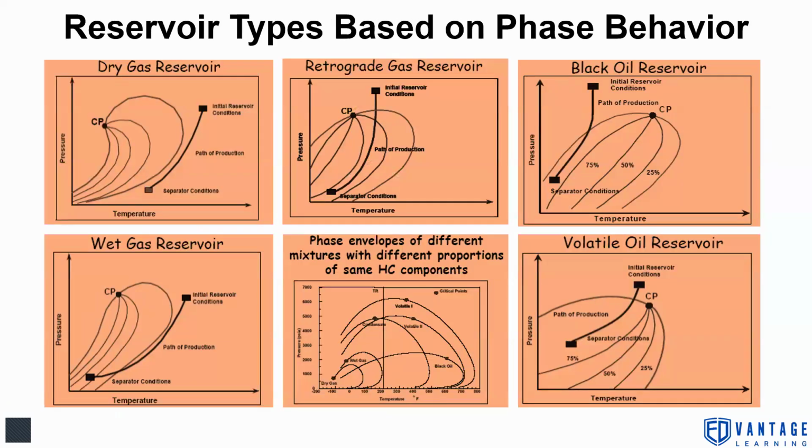So, reservoir type based on phase behavior. Whenever the initial reservoir temperature is above the critical point, it is a dry gas reservoir. But if it is close to the critical or dew point line, it is a wet gas reservoir. Retrograde gas condensate is that reservoir where your initial reservoir condition is in between the critical point and the dew point curve. Black oil reservoir is that reservoir which has initial reservoir condition between the bubble point curve and the critical point. Volatile reservoir is that reservoir which has the initial reservoir condition close to the critical point, meaning critical pressure and temperature.